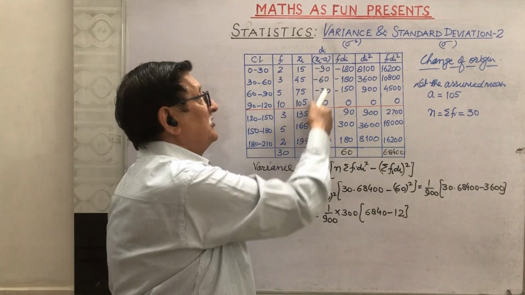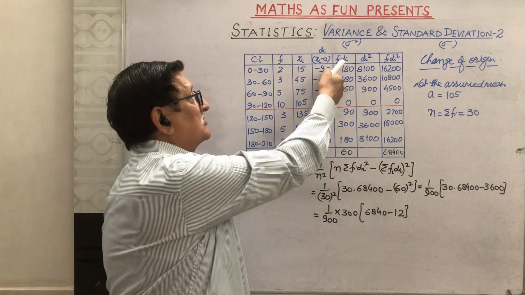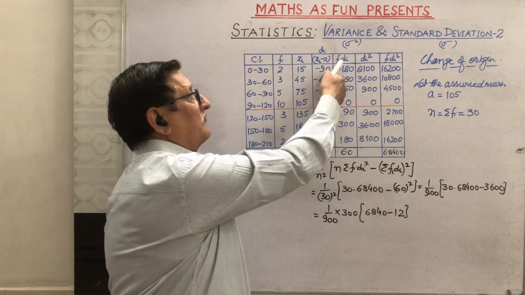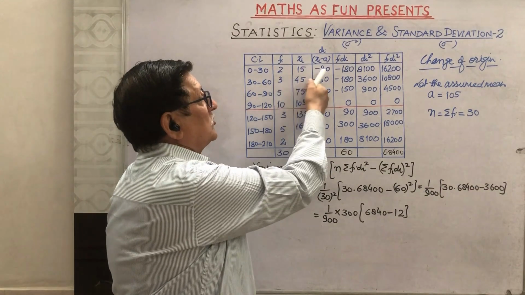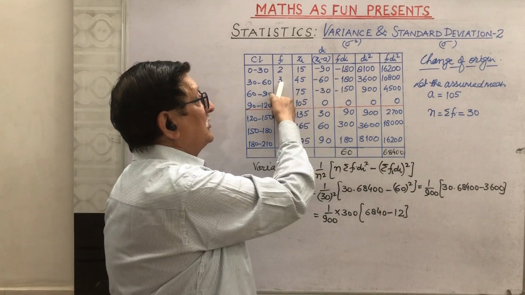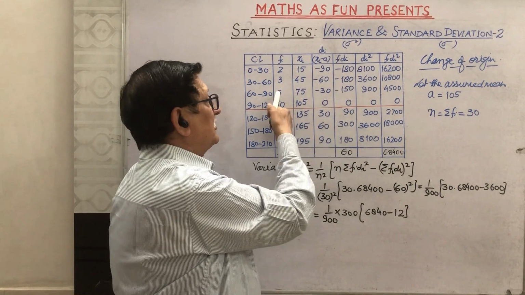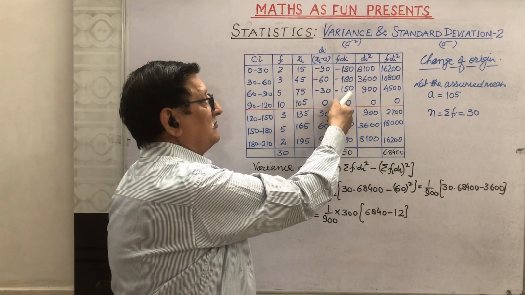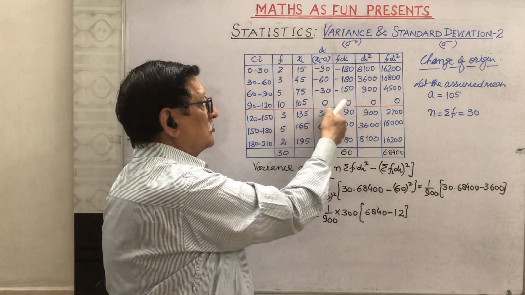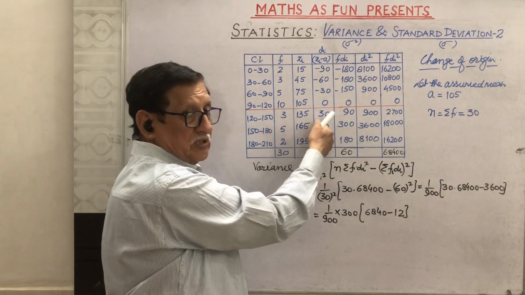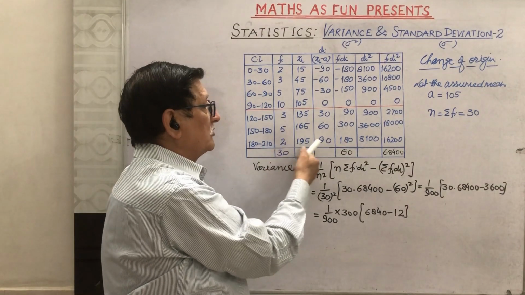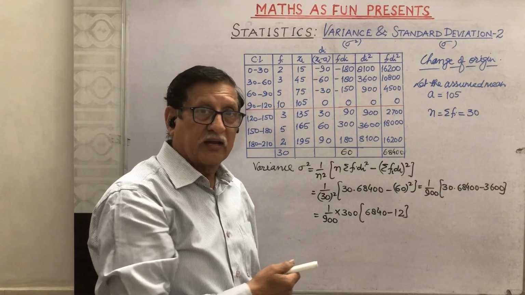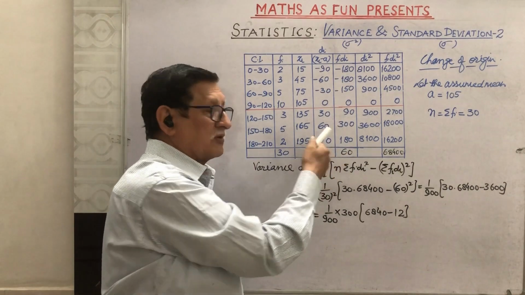After finding the deviations, we have to multiply these deviations with the frequency, that is fi into di. It comes as 2 into minus 90 is minus 180, 3 into minus 60 is minus 180, 5 into minus 30 is minus 150, 10 into 0 is 0, 3 into 30 is 90, 5 into 60 is 300, and 2 into 90 is 180. If we add them all, the sum comes as 60.